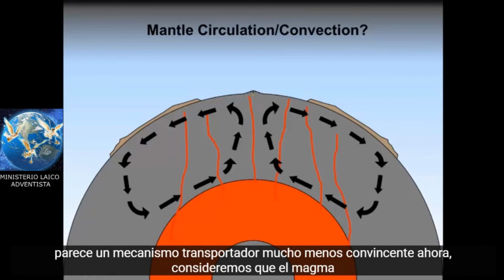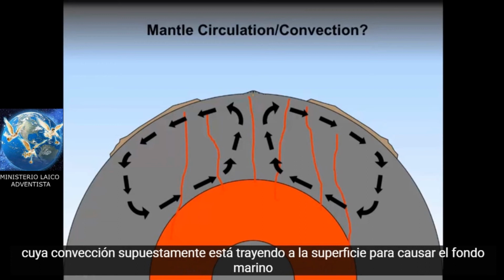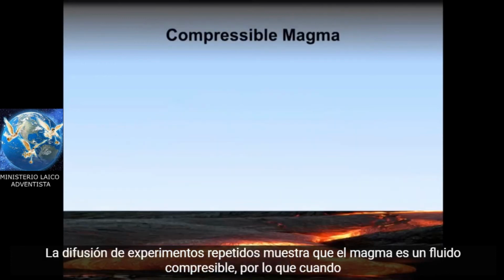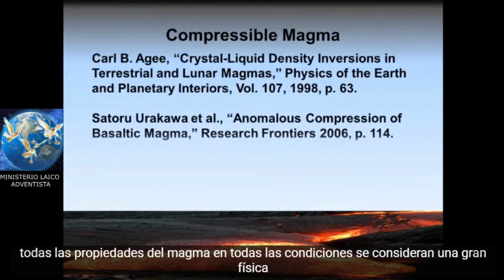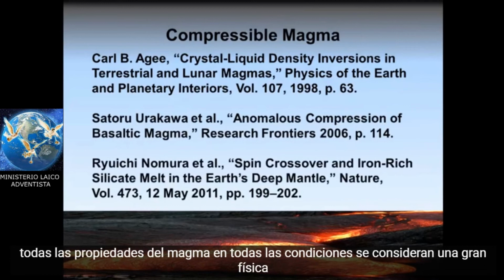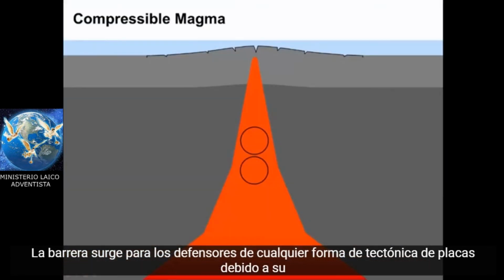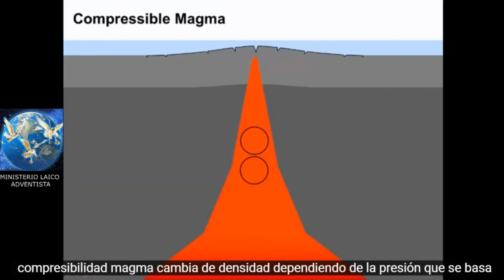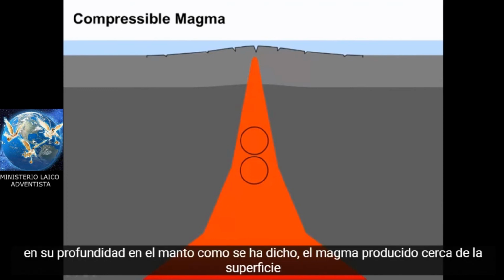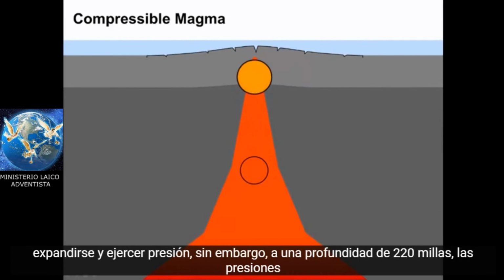Now let's consider that magma which convection is supposedly bringing up to the surface to cause seafloor spreading. Repeated experiments show that magma is a compressible fluid. So when all properties of magma, under all conditions, are considered, a huge physics barrier arises for proponents of any form of plate tectonics. Because of its compressibility, magma changes density depending upon pressure, which is based on its depth in the mantle. As stated, magma produced near the surface will expand and exert pressure.